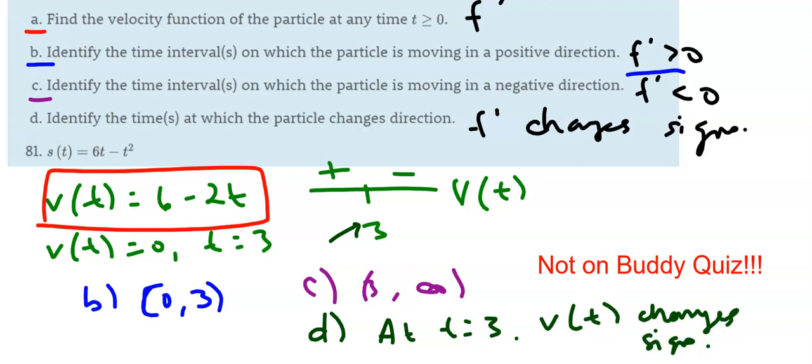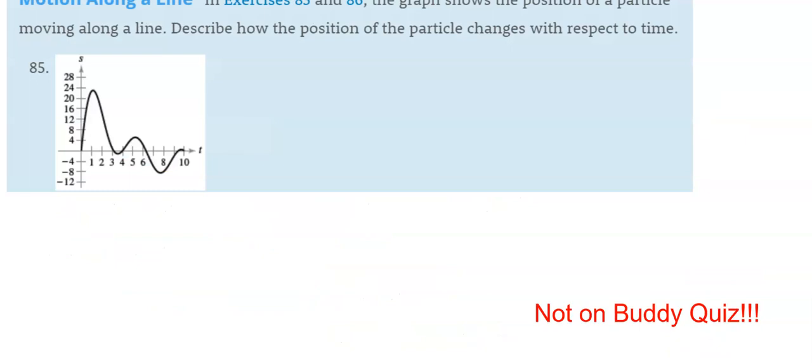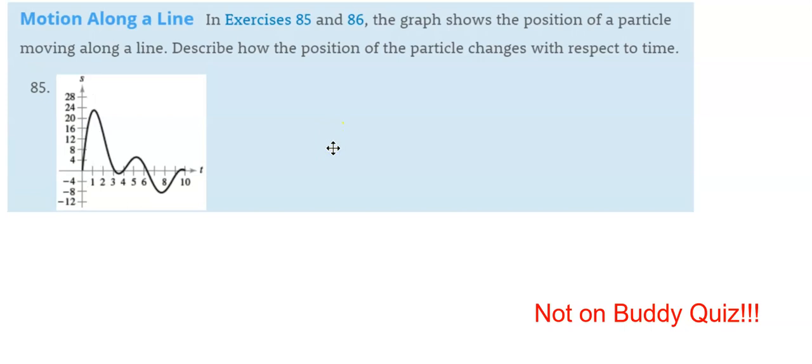And let's do one more just like this, and that'll be the end of this one. Okay, so for this one, we have the graph shows the position of a particle moving along a line. Describe how the position of the particle changes with respect to time. So again, this is not going to be on your test. We're going to go over this in the next unit. But let's just say to describe it, particle moves. Actually, I'm going to type this because it's going to be easier to type, but I will highlight the parts.